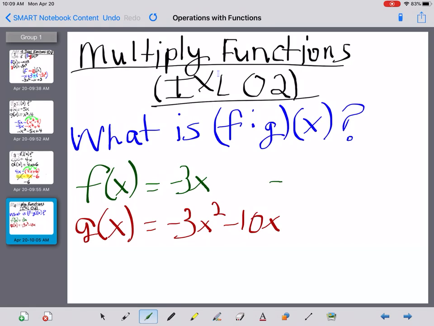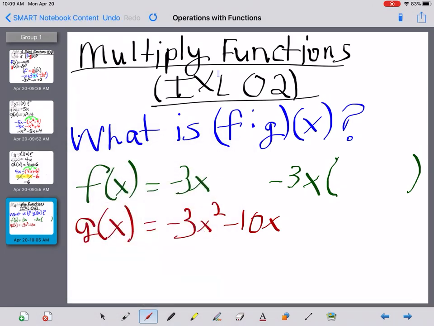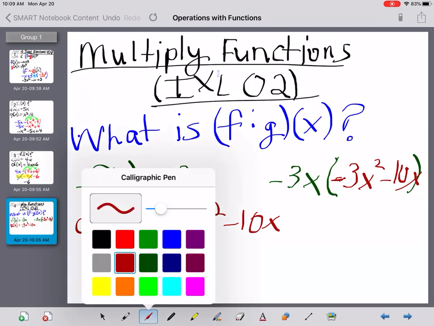So basically, we have whatever f is. So we're going to do f first. So f of x is negative 3x. And then we are going to be multiplying. So I'm just going to put this in parentheses. And then g of x, I'm going to do that in this red color. It is negative 3x squared minus 10x. Barely have room there. Okay, so really all we're going to be doing is using the distributive property.